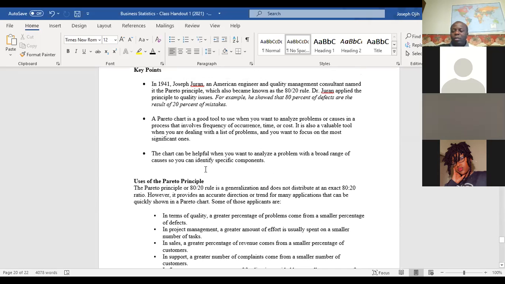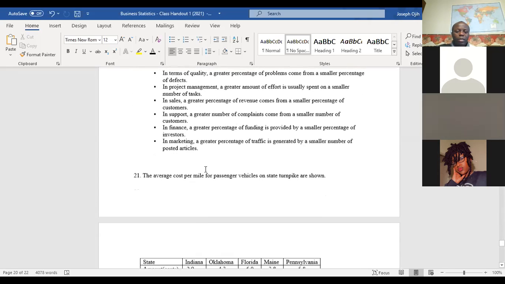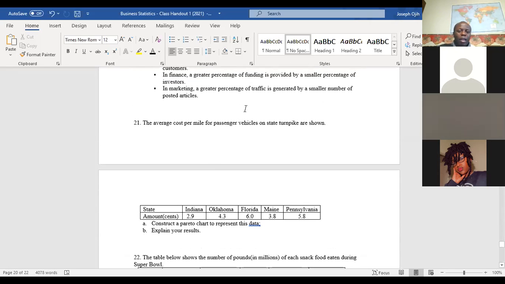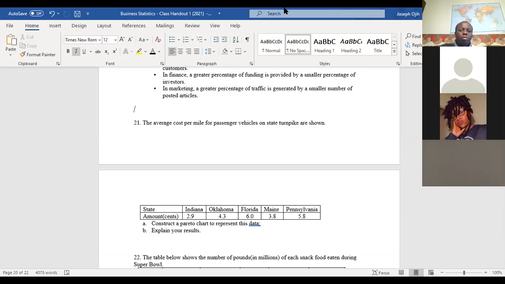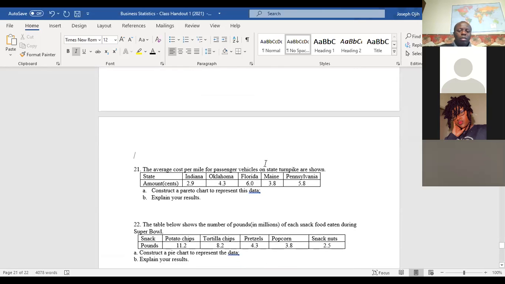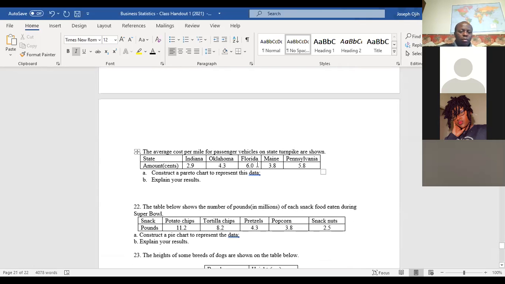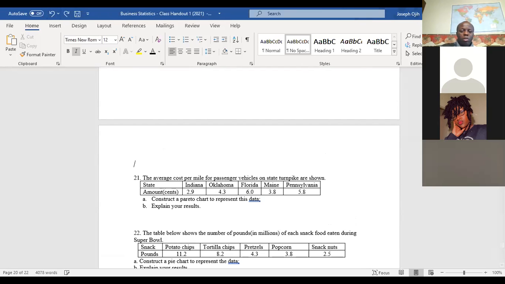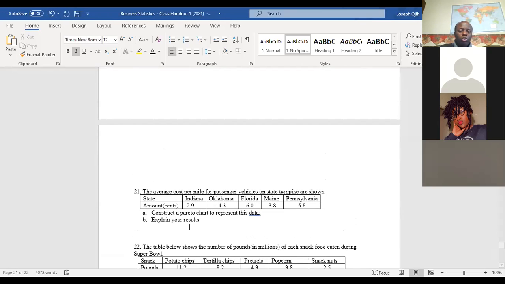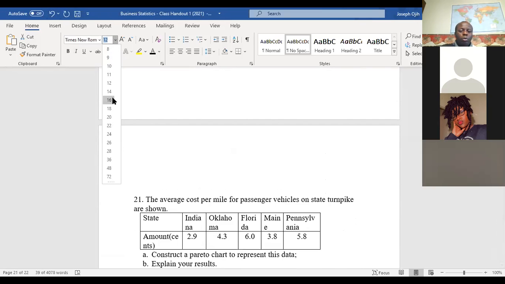Anyway, let me show you how to construct this chart. We have the example here. Like I explained, the first thing you do is arrange the data values that you have in descending order of magnitude, and then draw your chart. We're going to use question number 21 as an example to illustrate how to draw this chart.